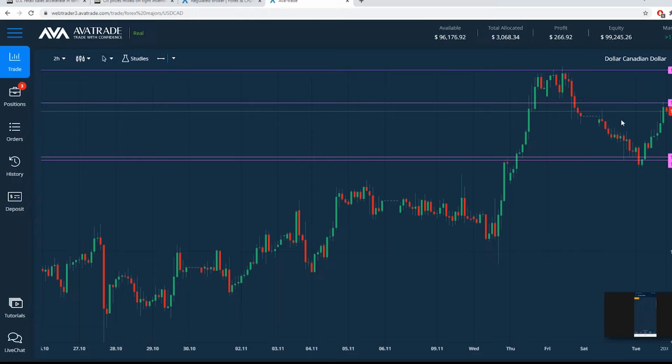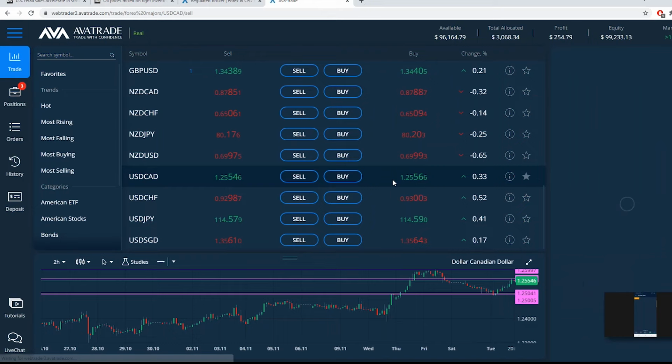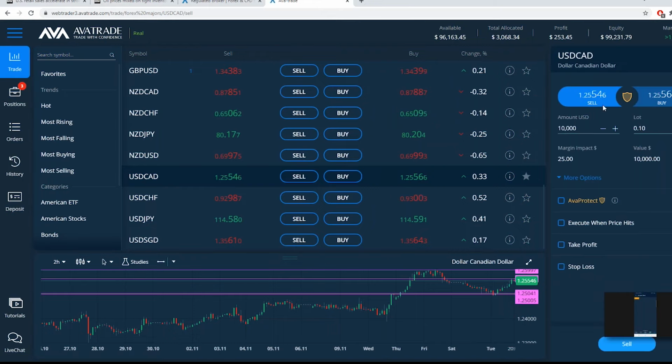Okay, so I can go in, let's minimize this. Let's click on the buy option, or I'm sorry, the sell option then, according to the technical analysis, and do a market sell. You could use AvaProtect if you want. You can protect this position. And since we did AvaProtect on the last one, let's not use it this time. Let's do a stop loss and a take profit.